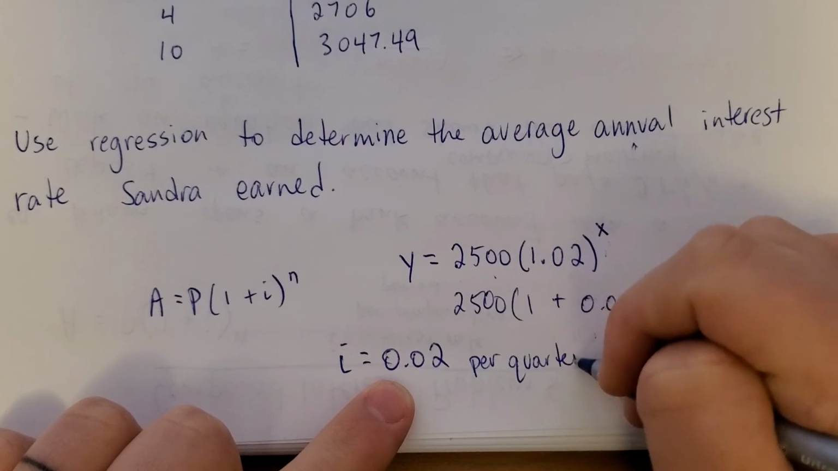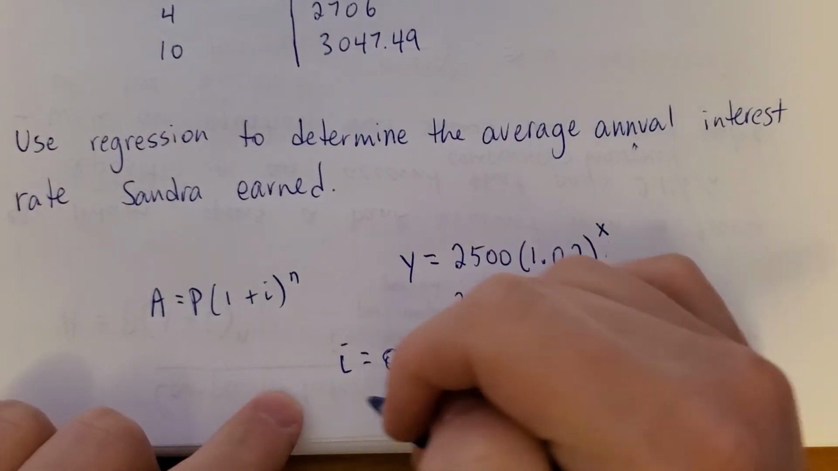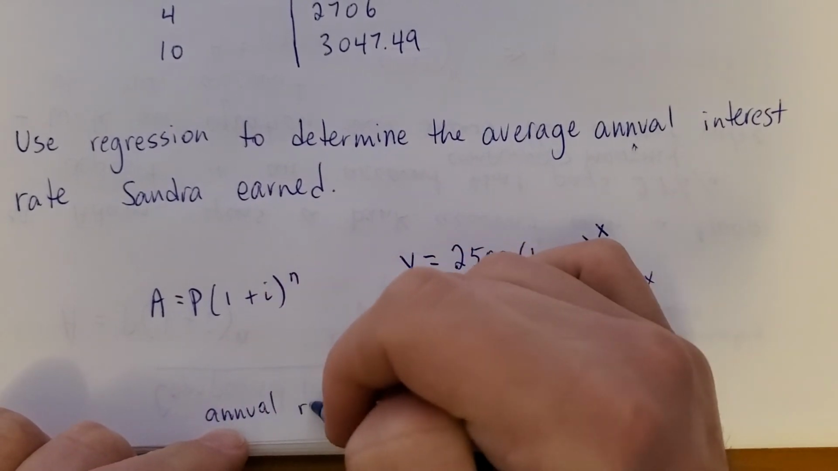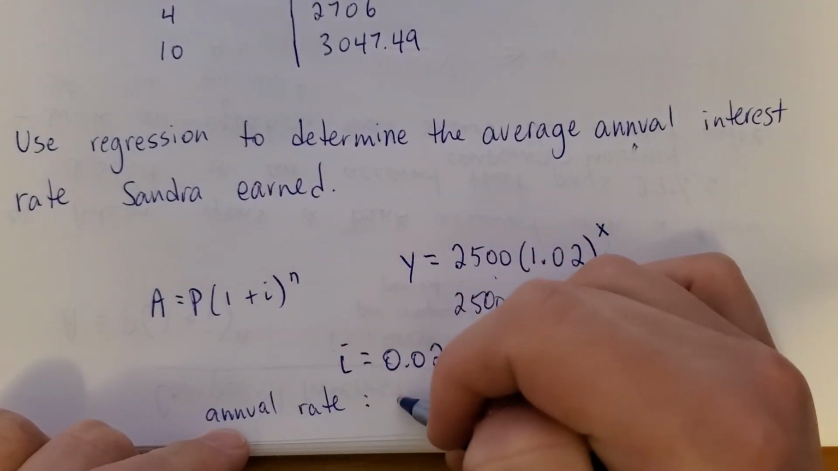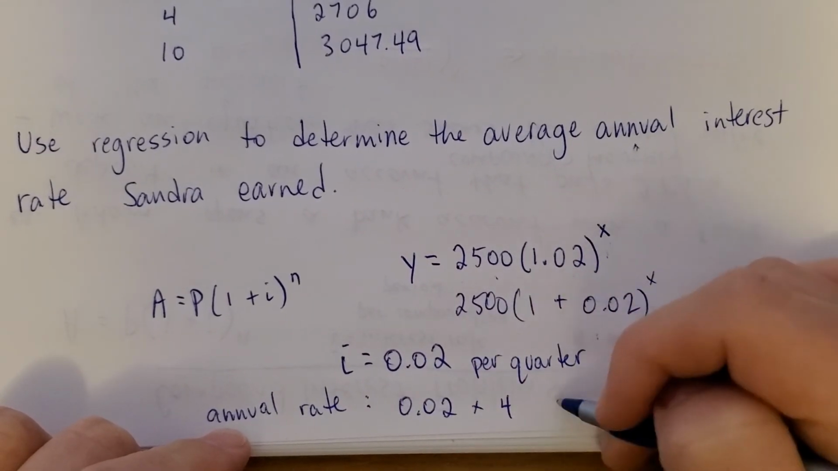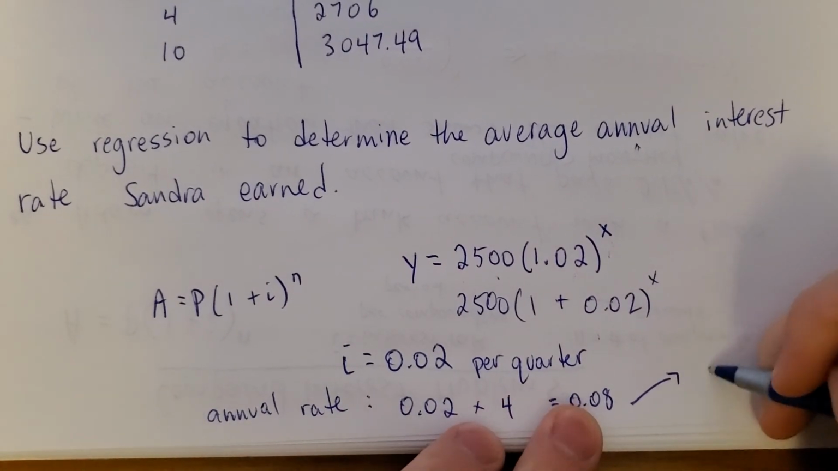We're going a bit backwards in this example. If we want the annual rate, we're going to have to multiply that by the number of compounding periods in a year. Okay, that's going to be 8%.